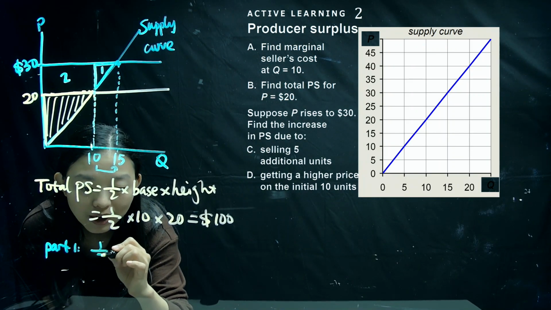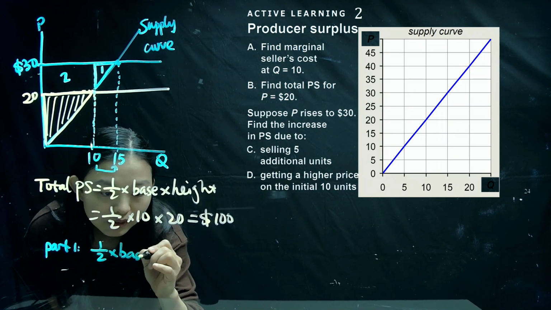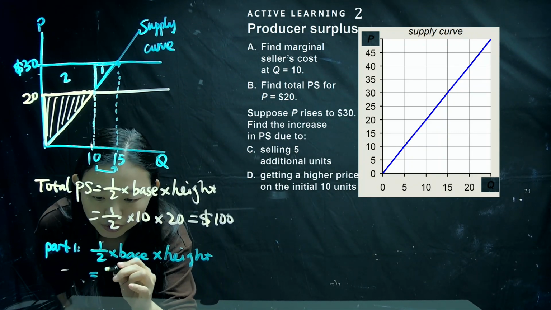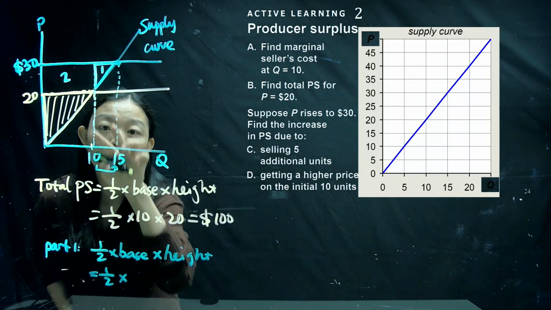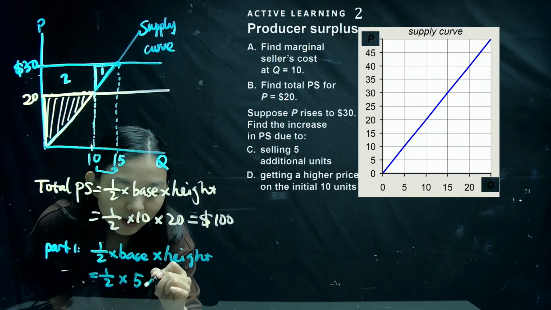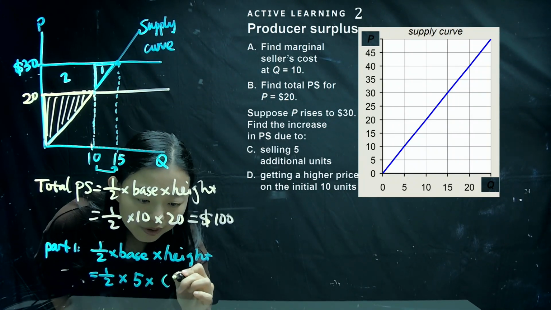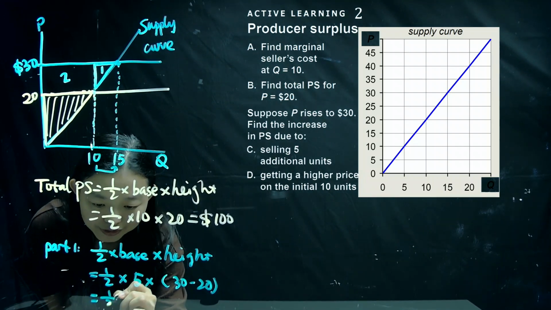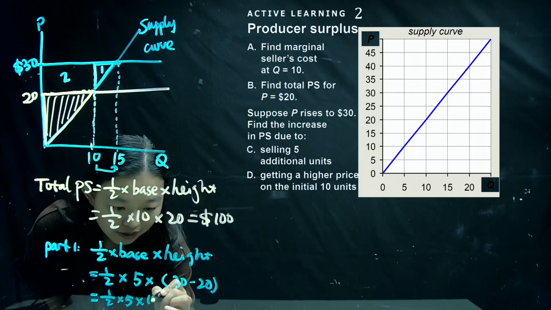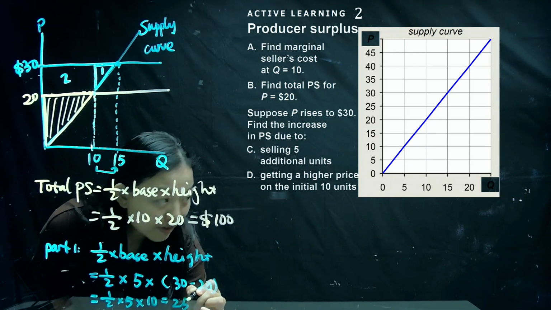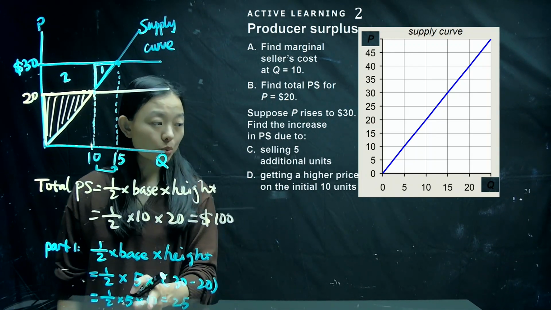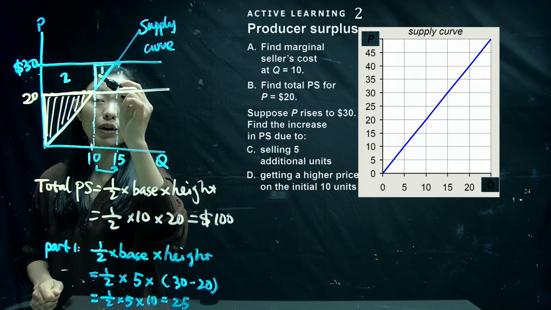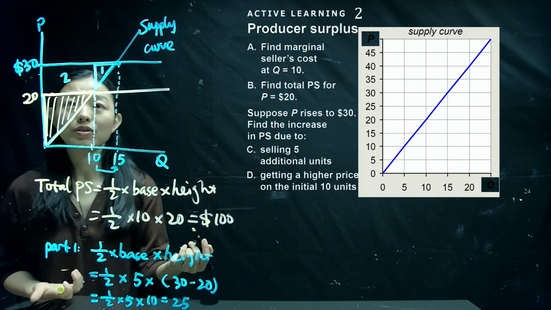Still, the area will equal half times base times height, right? The base here equals 5, and the height equals 30 minus $20. So we will have half times 5 times 10, which will equal $25. Okay, so this will be part one. Selling 5 more units brings more producer surplus.